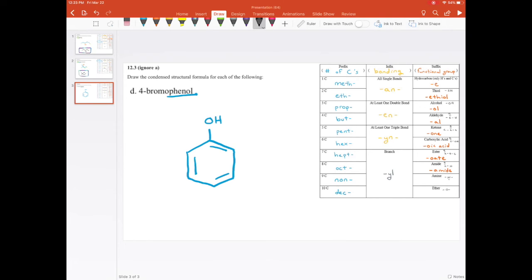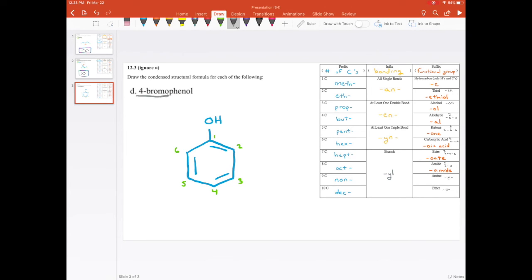Whenever you have that, you want to number that ring starting at where the functional group, here the alcohol, attaches to the benzene ring. So that's carbon number 1. And we can number this however we want. We're drawing the molecule. I'm going to do it clockwise. On carbon number 4, we have our branch.